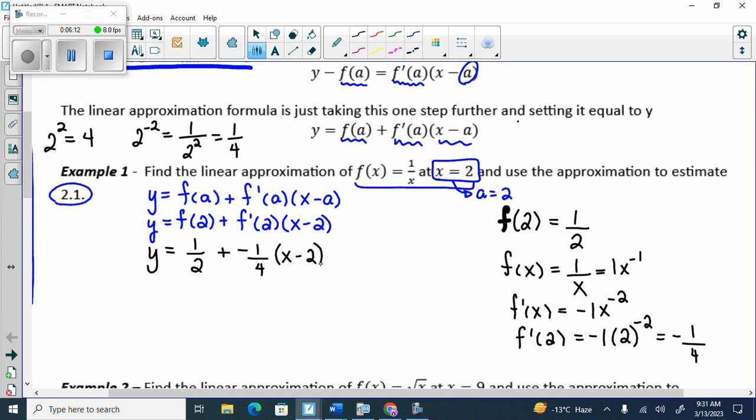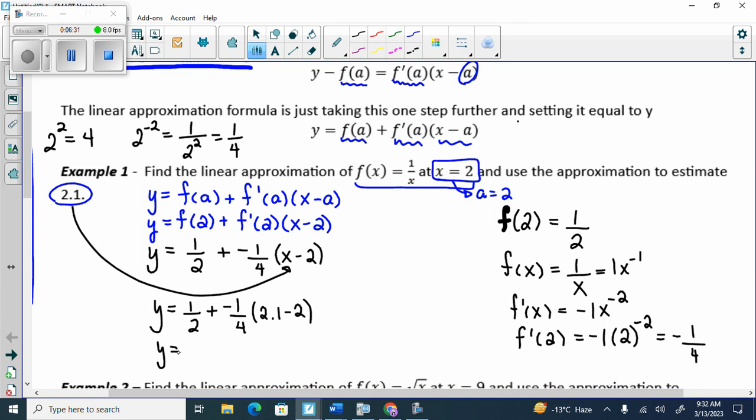So I can take it and I can plug it in for my x now and get my linear approximation. So it's y equals 1/2 plus negative a quarter, 2.1 minus 2, which is just 0.1, times a quarter plus a half, which you're going to need a calculator in this section if they want you to actually turn to a decimal. It is 0.475.